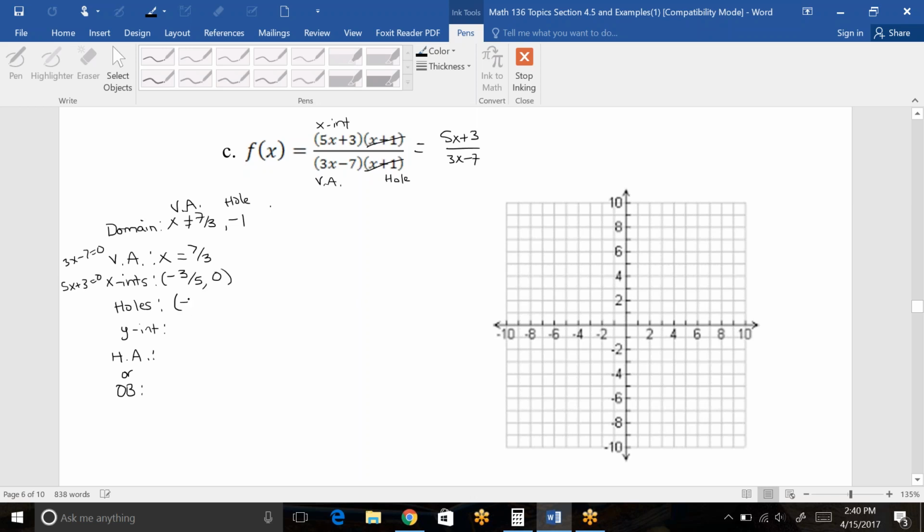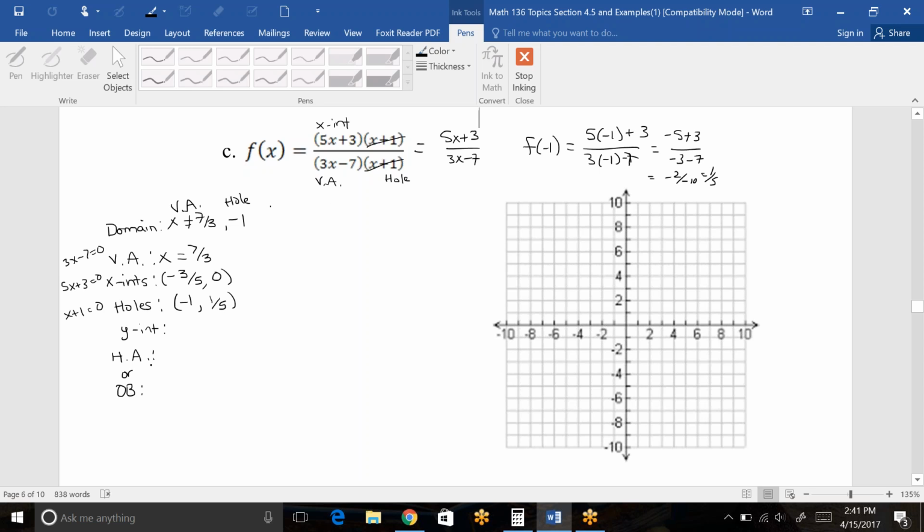The hole is found by setting the part that cancels equal to 0, which does give me a -1, but a hole is also a point. So we need to plug -1 into the remaining piece of the function to see what the y value is for that hole. So this is -5 plus 3 over -3 minus 7. That is -2 over -10, or 1/5. So that's where that hole is going to be.